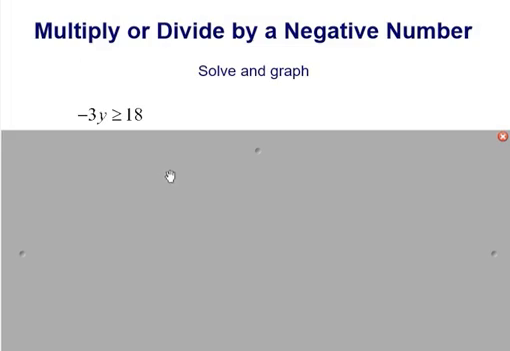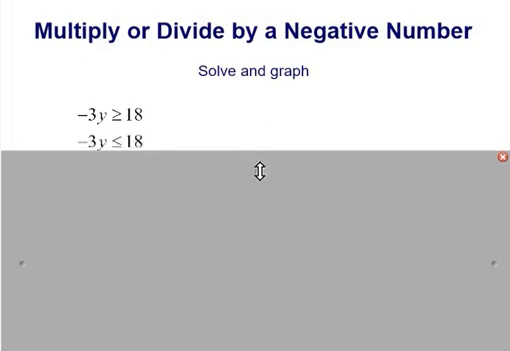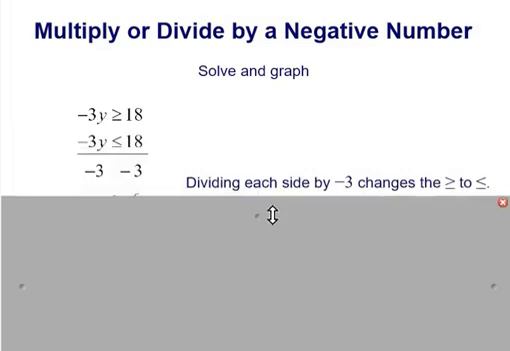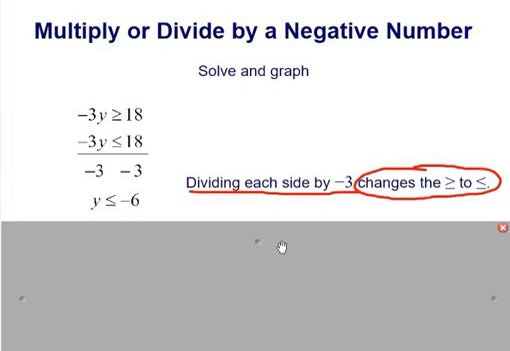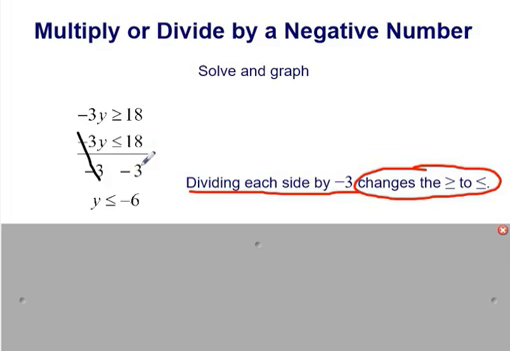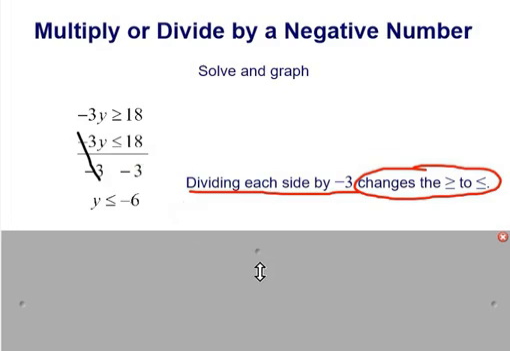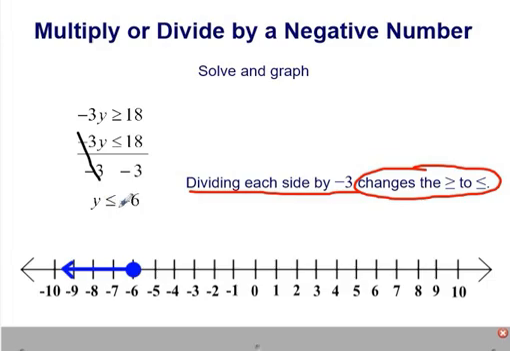Our directions are to solve and graph, and we have negative 3y is greater than or equal to 18. So to isolate the variable, right now it's multiplying by negative 3. So we would take that and we would divide both sides by negative 3. But because we're dividing by a negative, the sign changes from greater than or equal to, to less than or equal to. And then that undoes multiplying by negative 3, and 18 divided by negative 3 is negative 6. So we have our solution set of y is less than or equal to negative 6, which is a closed circle at negative 6 with a ray to the left.